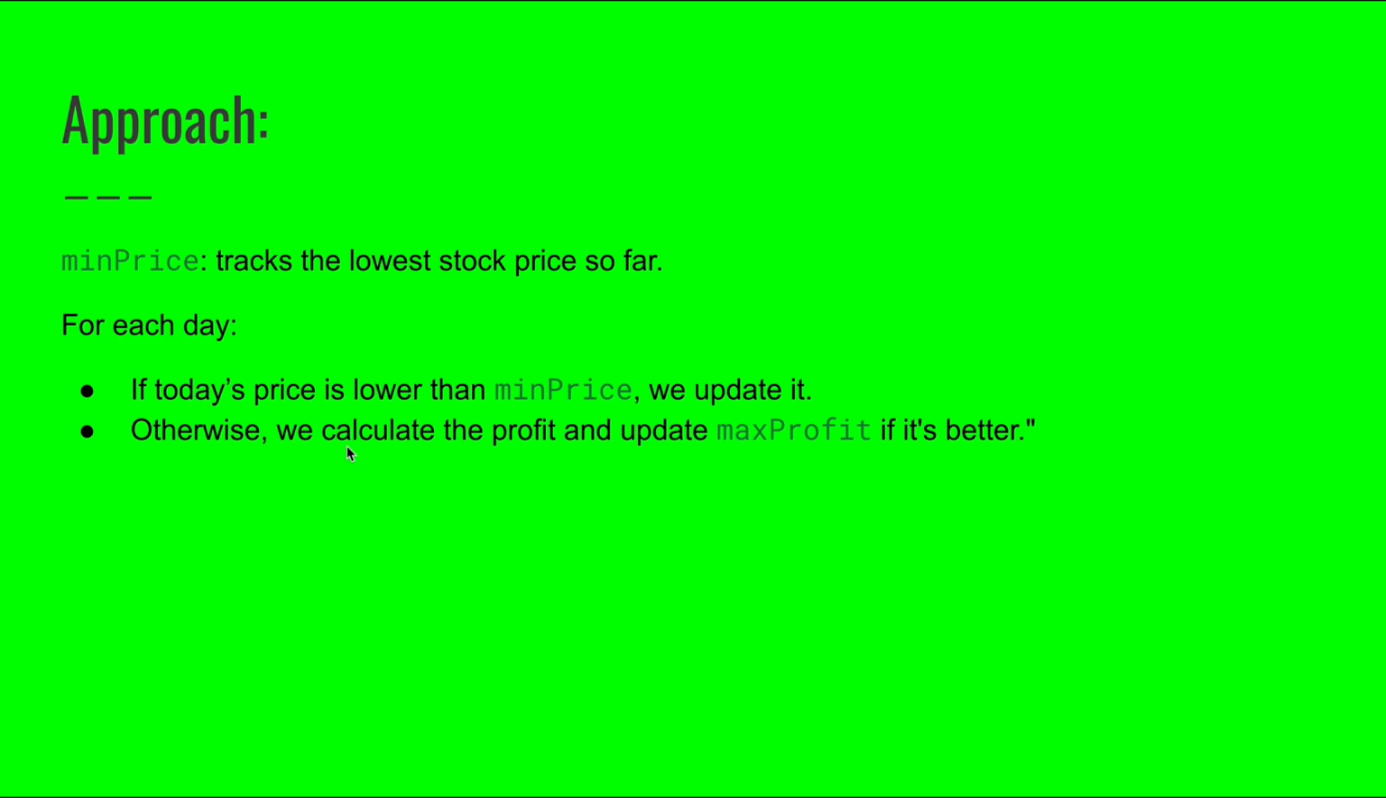To answer that, we keep track of the minimum price so far. That's kind of like a running valley. So we'll take a min price and track the lowest price so far. For each day, if today's price is lower than the min price, we update it. Otherwise, we calculate the profit and update the max profit. So first of all, our goal is to find the min price, keeping track of the lowest stock price so far.